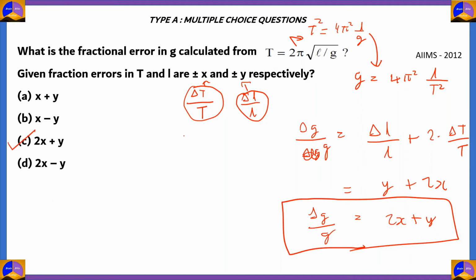So that's the way in which you calculate. The relative error of something can be the addition of the relative errors of its components, and components raised to some power can be written as the multiple of that power with the relative error, like in this case.